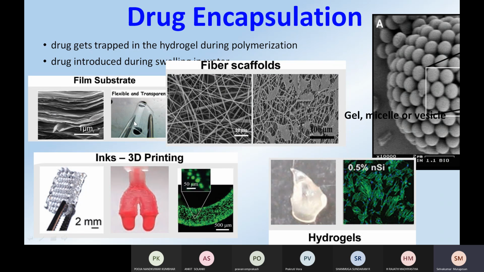In the case of films, you cannot incorporate drug as much, but in the case of fibers, you can incorporate slightly more than films. And it keeps on increasing. When compared to the hydrogel, you can incorporate the drug as much as you want, because you have a three-dimensional structure and more randomness present in it.